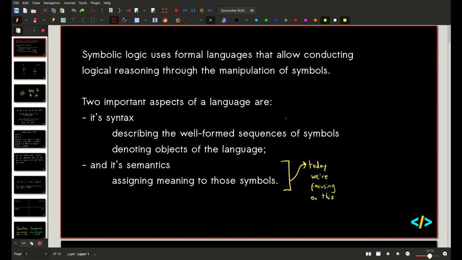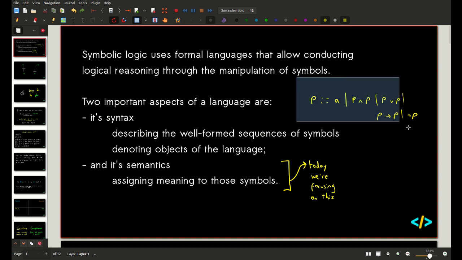Syntax describes how we can form sequences of symbols. For example, with propositional logic, we'd say a statement can be something like an atomic P, or P and P, or P or P, or P implies P, or not P. I think that's all of them. But this would be the syntax, and we're not going to be looking at the syntax today.